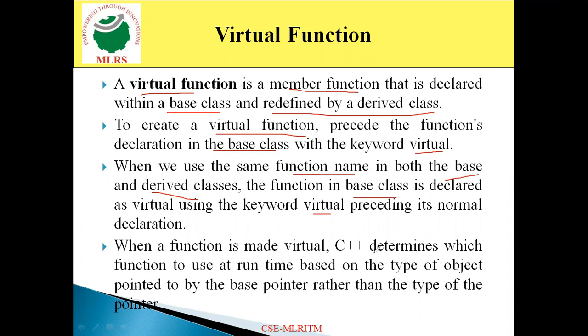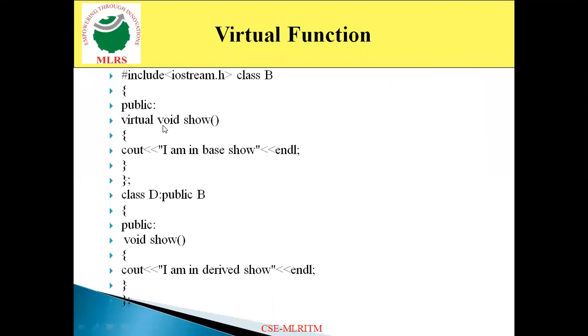When we specify it like this, C++ determines at runtime which function is going to execute. Which function executes at runtime is decided by the object pointed to by the base pointer. If the base pointer points to a base class object, then the base class function executes. If the base pointer points to a derived class object, the derived class function executes. So based on whether the pointer points to the base class or the derived class, the appropriate function executes. Now look at this example.